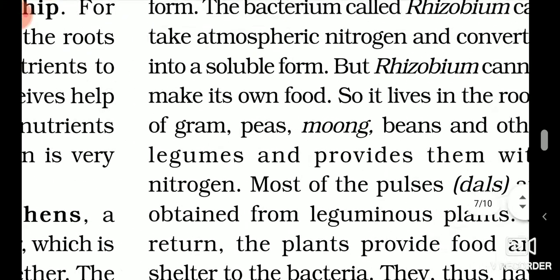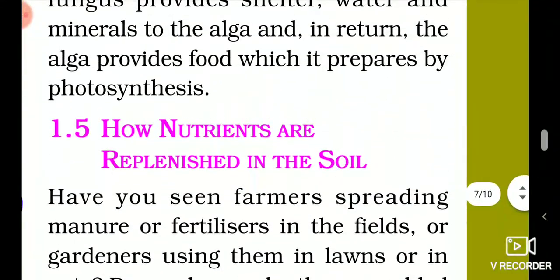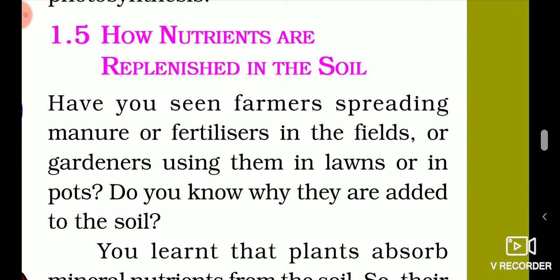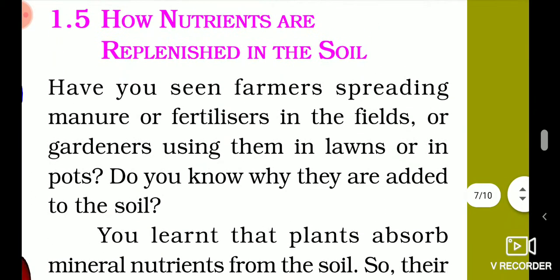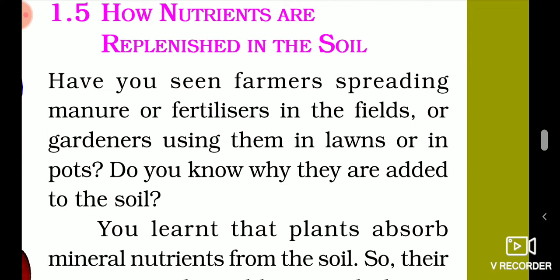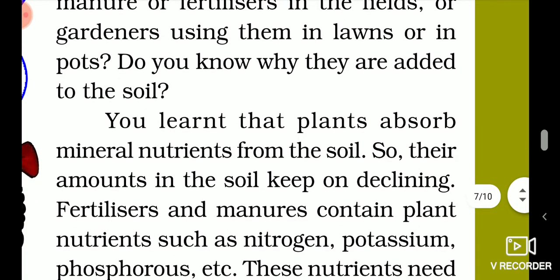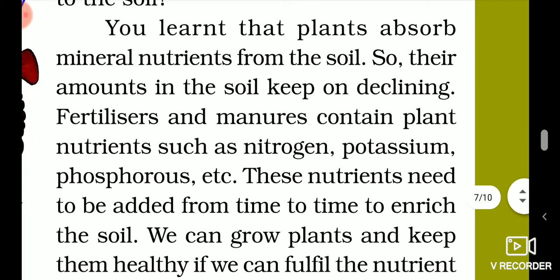Now our next topic in this chapter is how soil gets replenished with nutrition. Plants require nutrition, so how will soil get its nutrition? Soil will get its nutrition either from the manures or fertilizers provided by the farmers. Now these fertilizers and manures contain nitrogen, phosphorus, potassium, etc. And these nutrients are added to the soil because these minerals are required by the plants for photosynthesis and for the production of starch through photosynthesis.